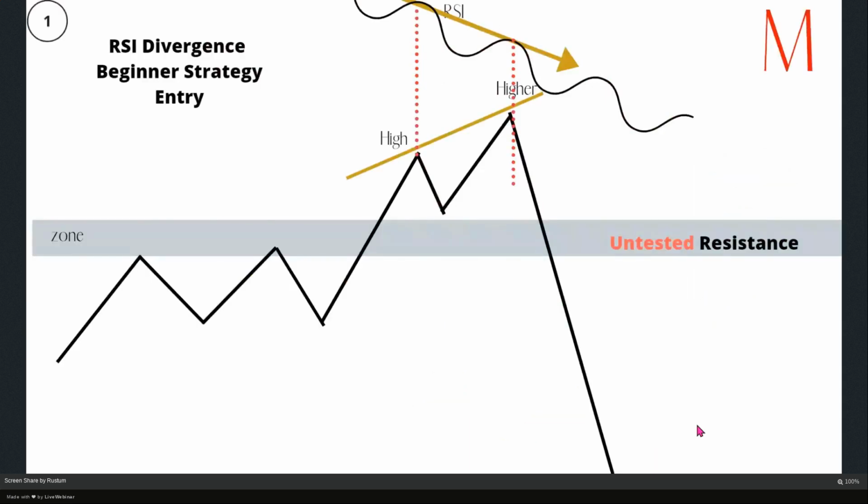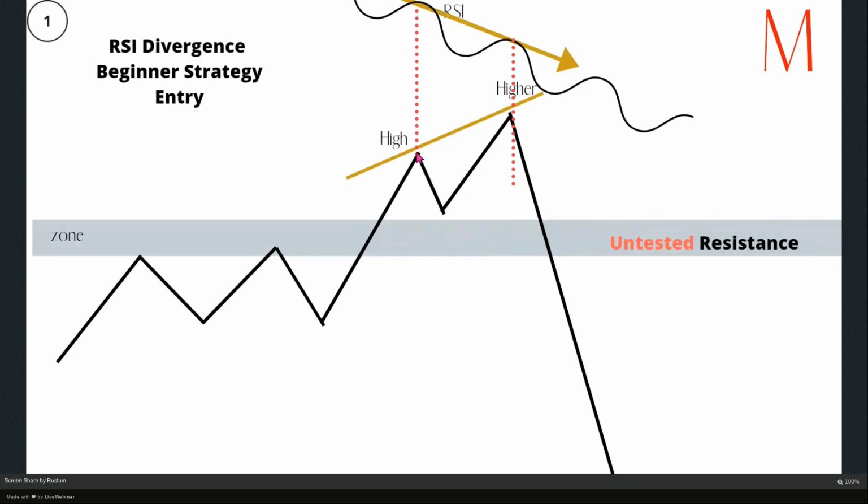So the first entry type, the one that you've learned in the beginner strategy, is the RSI divergence strategy. We're going to assume that all of these patterns are now occurring inside the zones, the untested and the qualified zone. So we are looking for this pattern. This is on the beginner strategy. It's an M pattern, and this M is qualified by the RSI divergence.